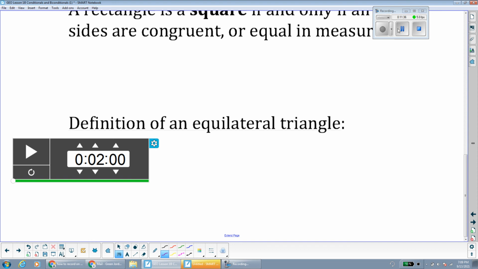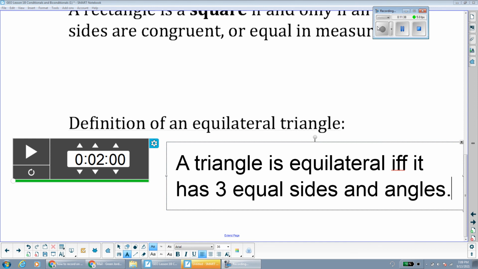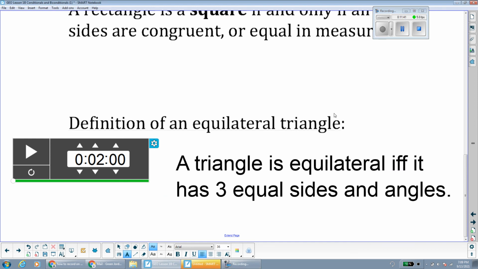So I wrote down my definition of an equilateral triangle in biconditional form. A triangle is equilateral if and only if it has 3 equal sides and angles. If we read it forwards as a conditional, if a triangle is equilateral, then it has 3 equal sides and angles. Makes sense? That's true. If we read it backwards instead, if the triangle has 3 equal sides and angles, then it is equilateral. That also makes sense. That is what it means for a triangle to be equilateral.